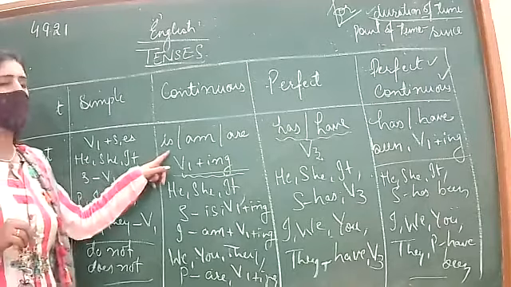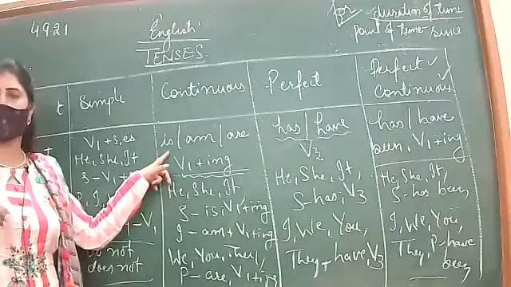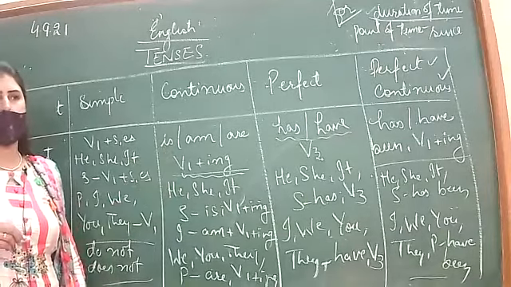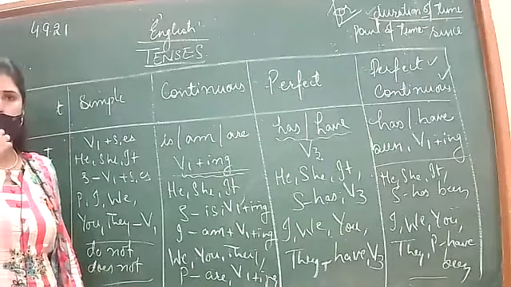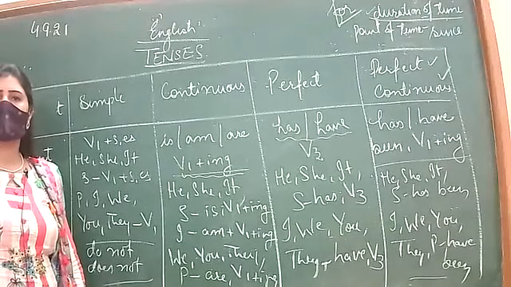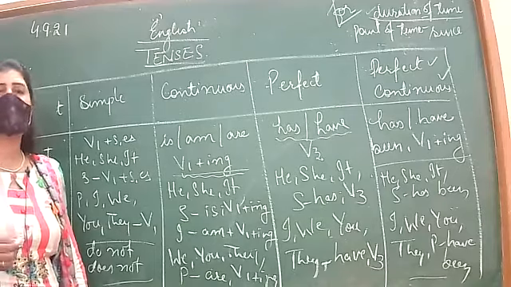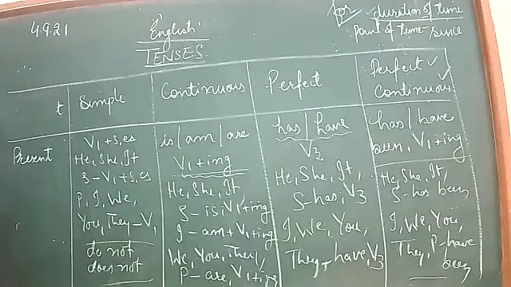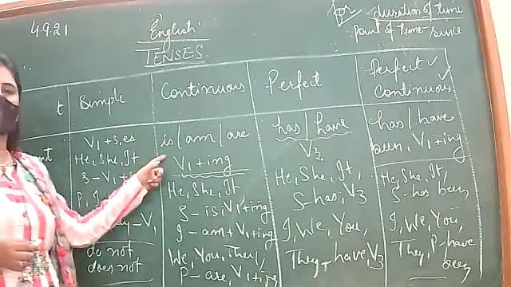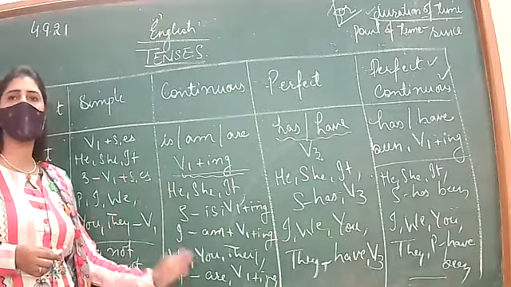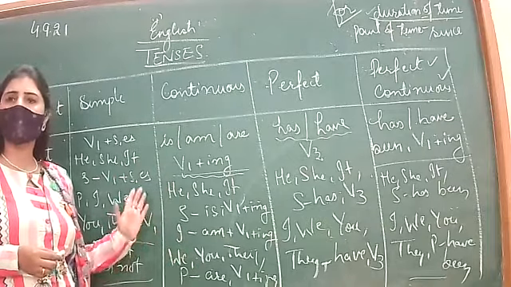Similarly here, negatives of continuous are is not, am not, are not, and then verb first form plus ing. Give examples. I'm not. He's not taking his classes. She's not. We are not going to school. And when we have to form interrogative here also, then is, am, are at the starting.